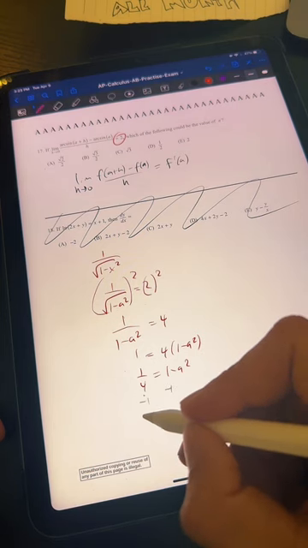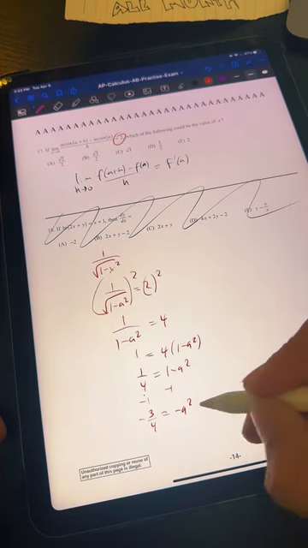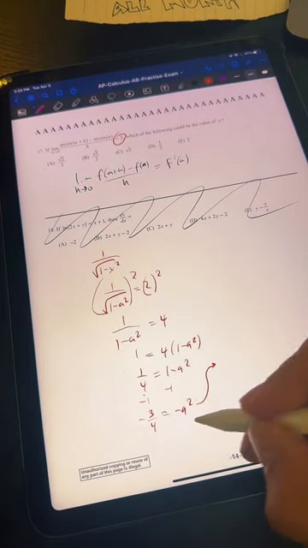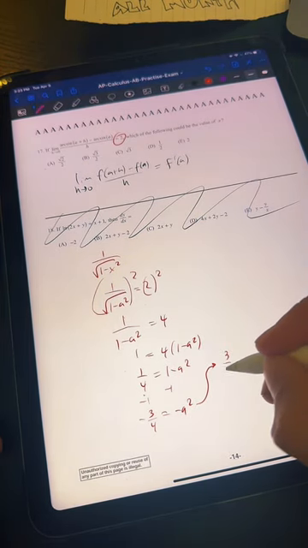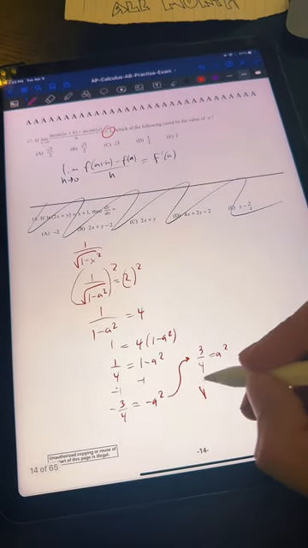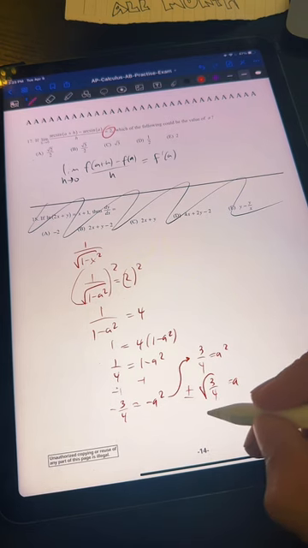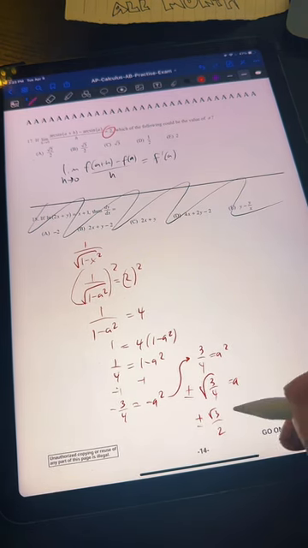If I subtract the 1, know your fractions, people, this is negative 3 fourths is equal to negative a squared. Okay, multiply both sides by negative 1. So we have 3 over 4 is equal to a squared. And I'll take the square root of both of these. So this is plus or minus the square root of 3 fourths is equal to a. So technically, this is plus or minus root 3 over 2.